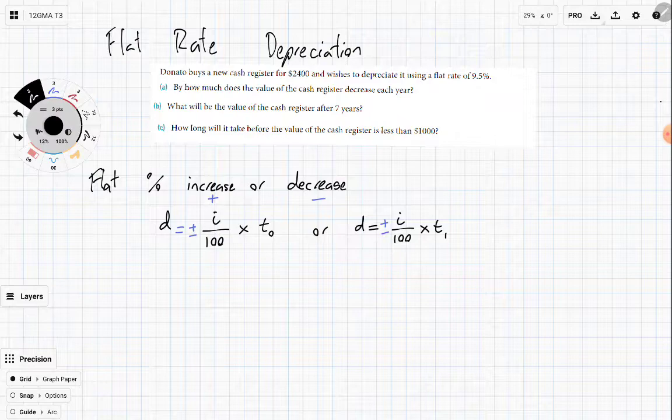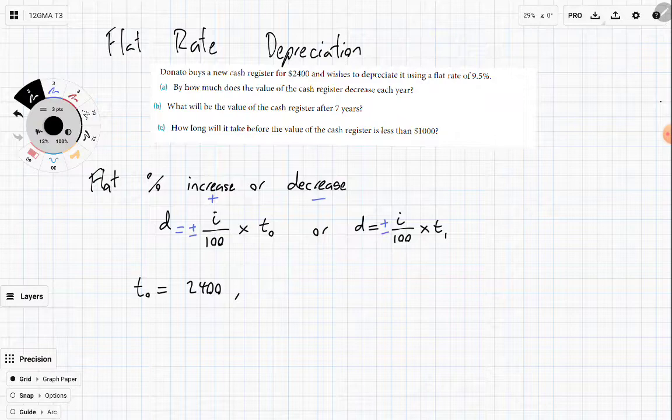Donato buys a new cash register for $2,400. T naught equals 2,400. And wishes to depreciate it using a flat rate of 9.5%. Because, right, he's trying to plan ahead. He knows that it's going to devalue over time. He knows it's going to depreciate in value. So it's important to then be able to predict ahead of time and know how much it's going to be worth in a few years.